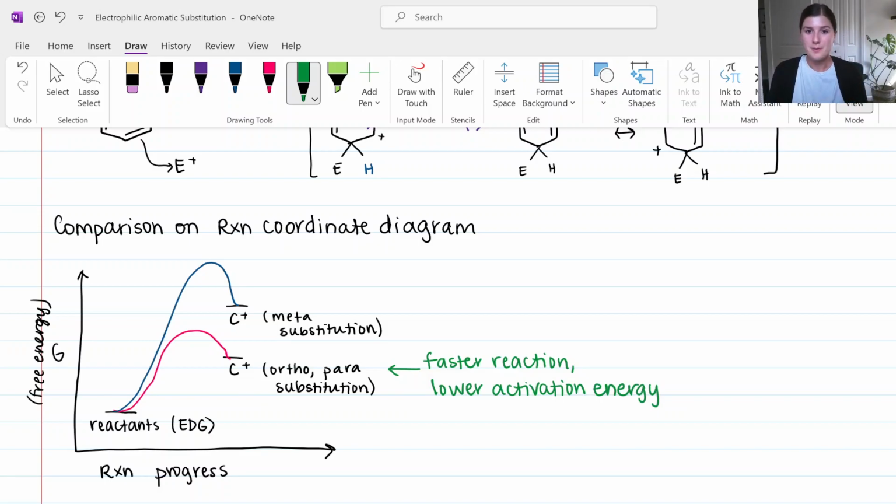So while it might be possible to get some meta products when you have an electron donating group bonded to a benzene ring, most of the reagents are going to form the ortho or para products first because that's a faster reaction, so the reagents will be used up making that intermediate before the meta substitution intermediate.